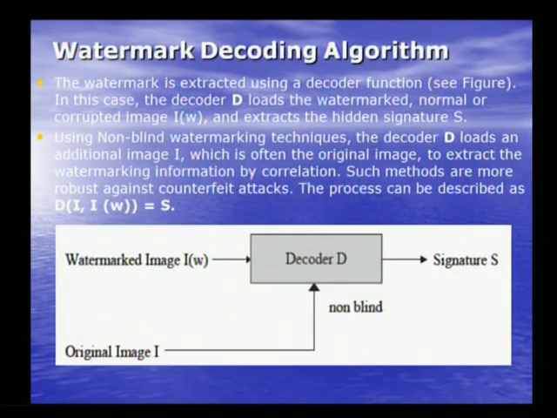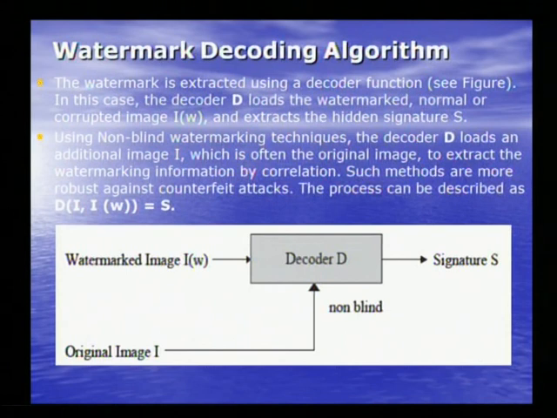Watermark decoding algorithm. Once we have embedded a watermark into the cover image, the next procedure is to extract that watermark. Then, as you can see in the slide, the decoder will be there to extract the watermark. The watermark is extracted using the decoder function. See, in that, the watermark image, then the original image, and the decoder function. This is for non-blind techniques and you can find out the signature, which is your watermark.